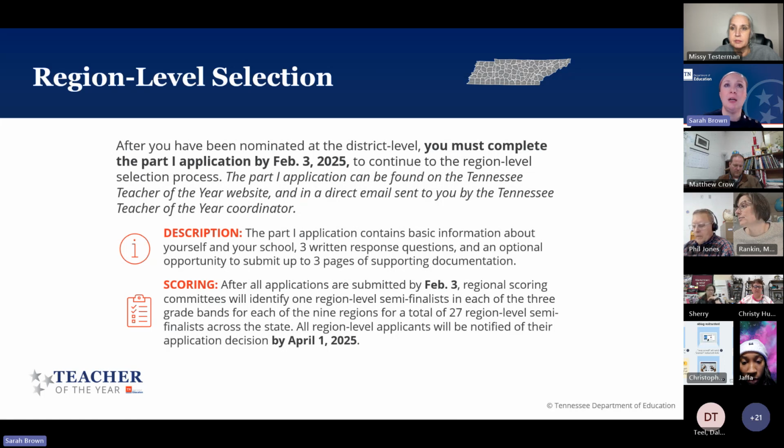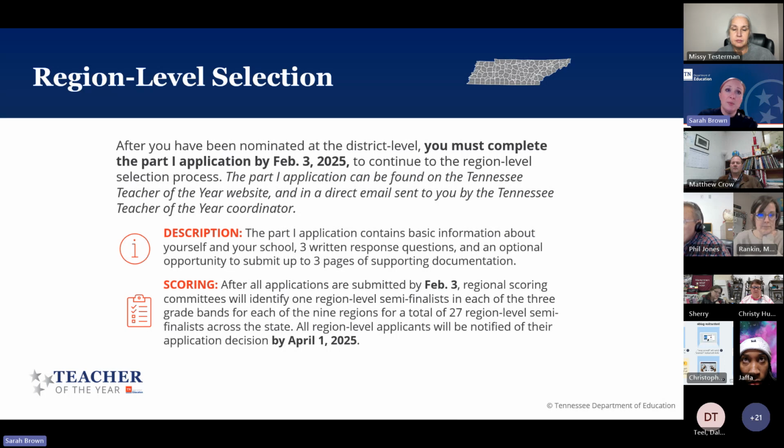All right. So after you've been nominated at the district level, you then complete part 1 of the application. If you are on this call, you should have received that application at this point. I sent that to you back in December. That is due on February 3rd, 2025, by midnight, 11:59 p.m., in order to continue to the region level selection process. You can find part 1 on the Tennessee Teacher of the Year website, also in the email that I sent to you. The part 1 application contains basic information about yourself and your school, 3 written response questions, and an optional opportunity to submit up to 3 pages of supporting documentation.